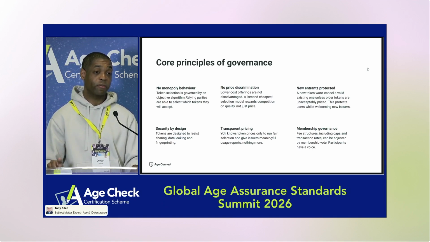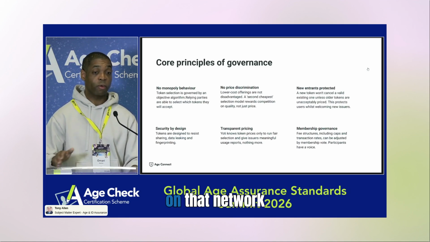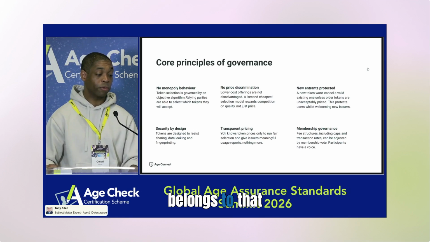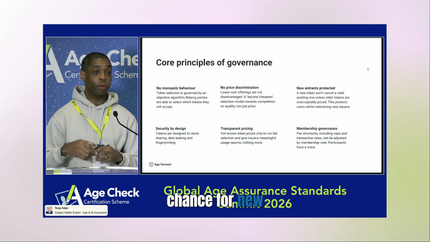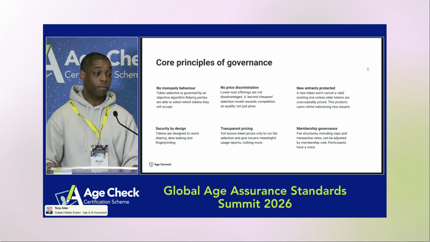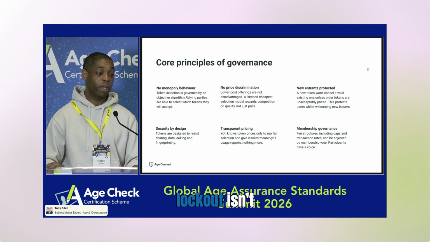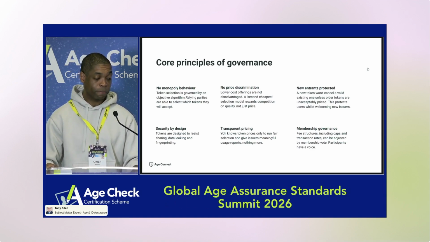So it's not a case of one company can come in, generate all the tokens, and then forever on that network belongs to that issuer. There's always a chance for new issuers to come in, for new innovation to advance things along, and it effectively creates a scenario where lockout isn't possible.